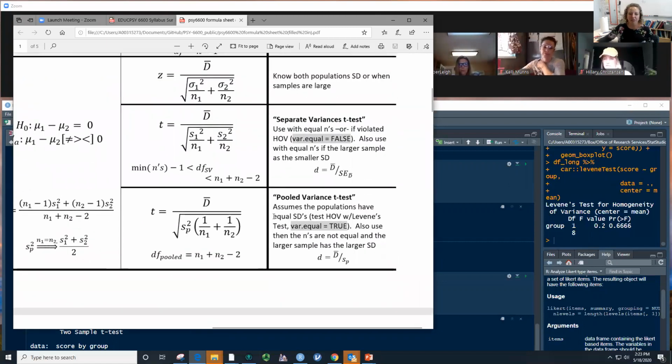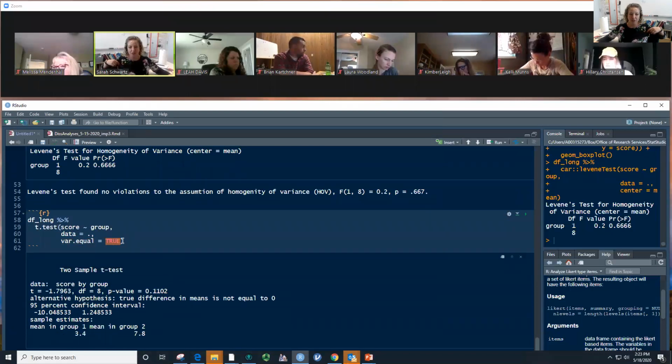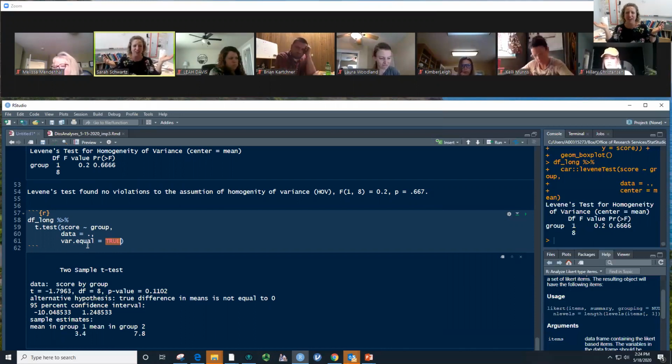So if we have equal spreads, Levene's test is great. Then we say var.equal equals TRUE. If we don't have equal spreads, if we violate homogeneity of variance, we have to say var.equal equals FALSE. We have to choose which one we're going to do. Now, if I say TRUE, that's saying yes, we can treat the variances as if they were the same. Were the spreads identical? No, like never. But they're close enough that we can treat them as if they're equal.